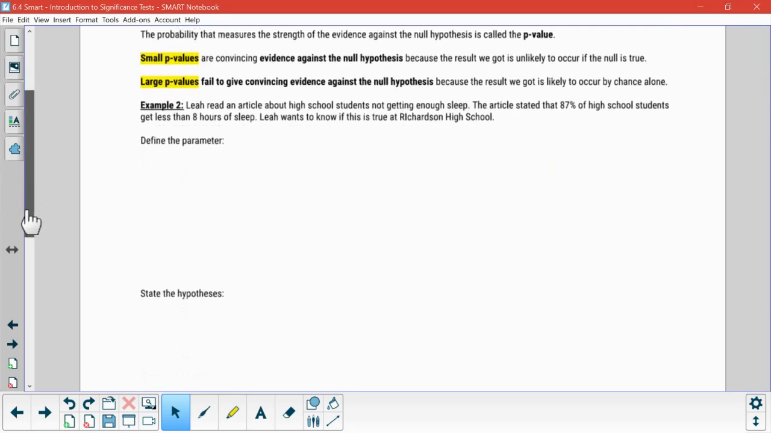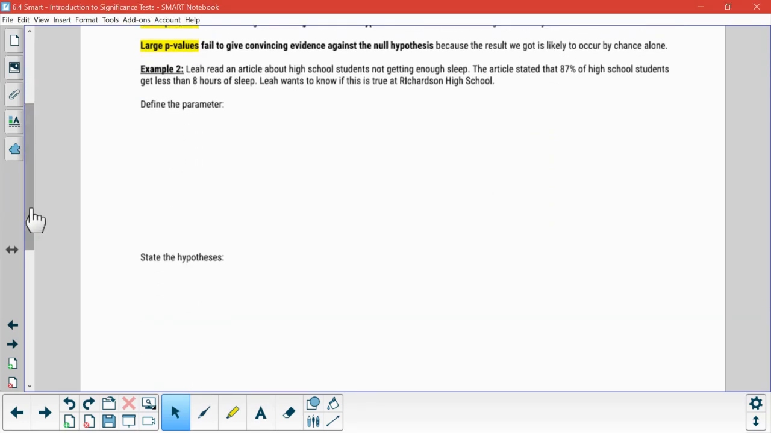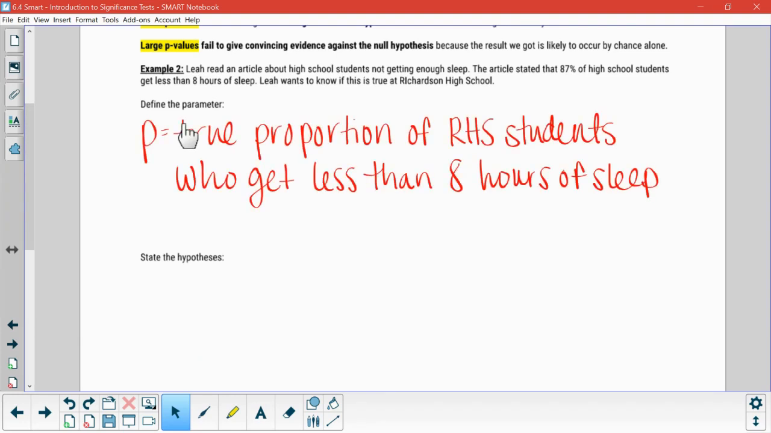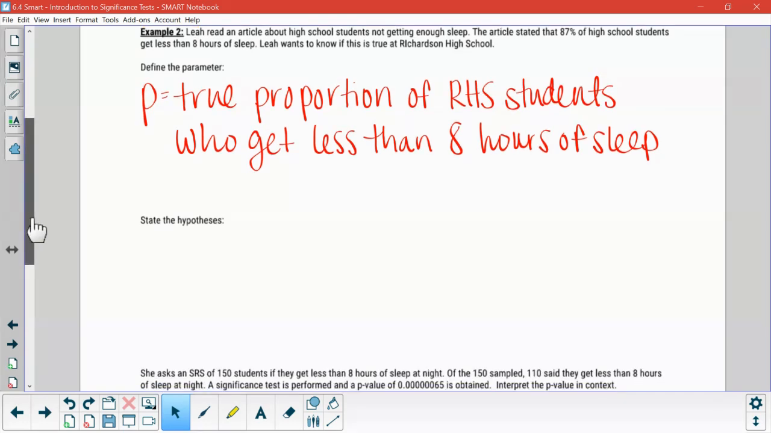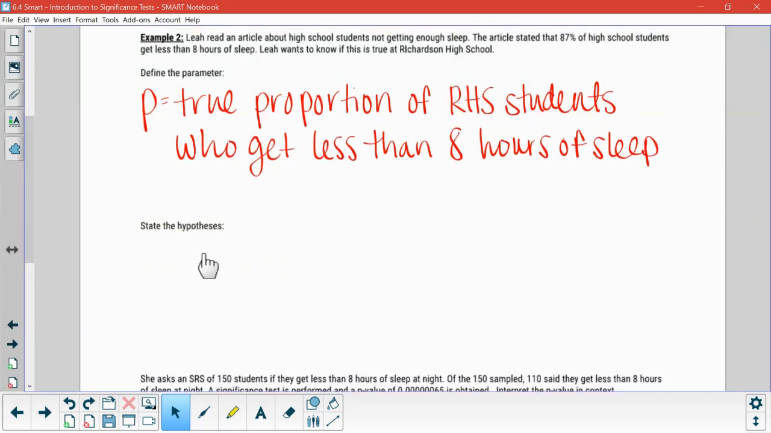So, Leah read an article about high school students not getting enough sleep. The article stated that 87% of high school students got less than 8 hours of sleep. Leah wants to know if this is true at Richardson High School. First we define our parameter. It's the true proportion of RHS students who get less than 8 hours of sleep. Then we state our hypotheses. We know that the claim is 87%.